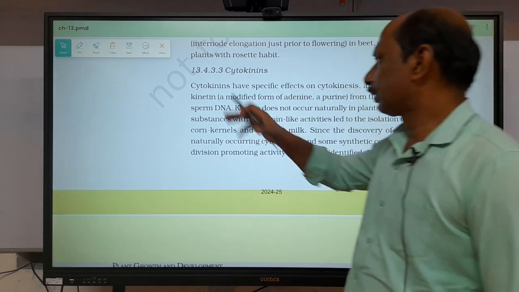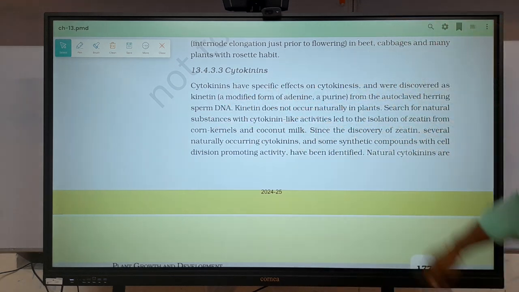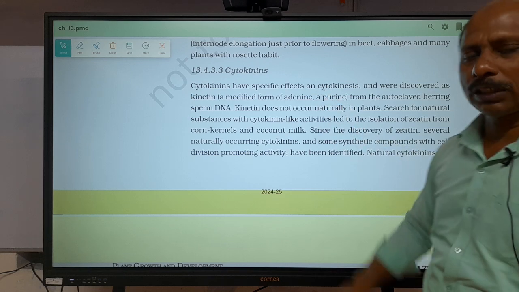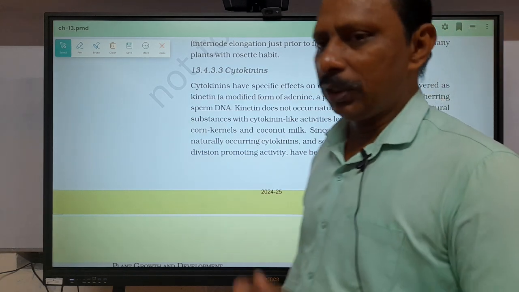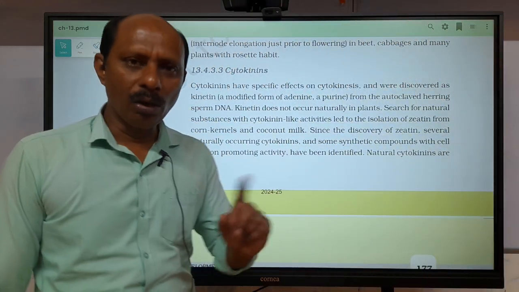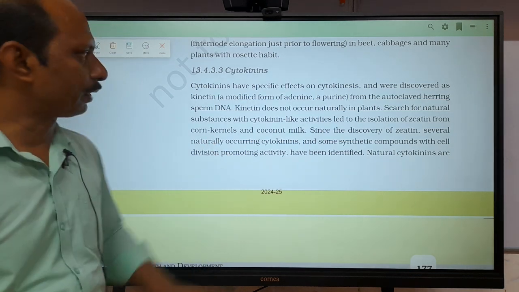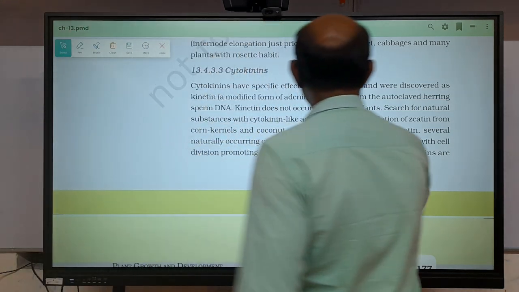Now cytokinins. Cytokinins have a specific effect. Okay, cytokinesis, as I told you, is cell division. So cytokinin is mainly responsible for cell division. Gibberellin is mainly responsible for elongation, right? And auxin is mainly responsible for differentiation, right?